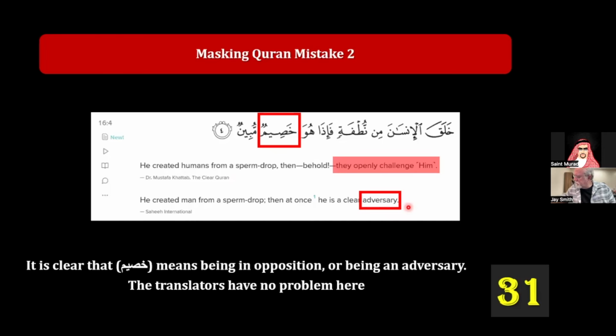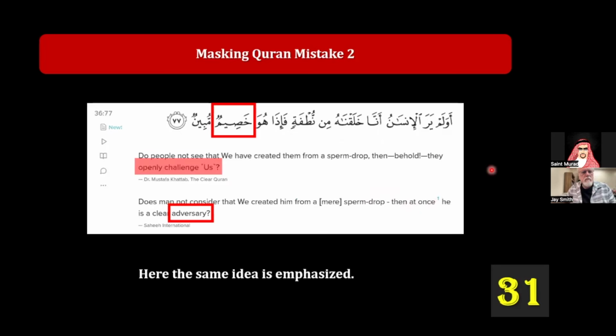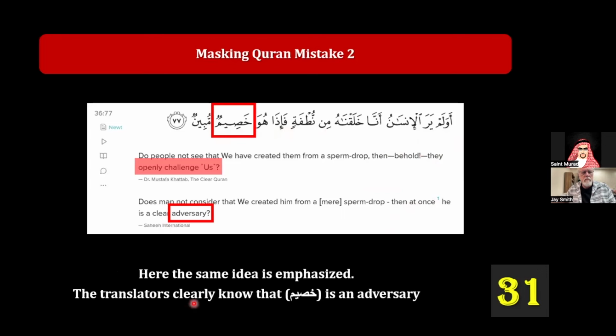The translators have no problem here. We are just establishing this first. I just want people to know that the translators know that Haseem means being in opposition or an adversary. Now, here again, the same idea is emphasized. Same words, not verbatim, and it says, فَإِذَا هُوَ خَصِيمٌ مُبِينٌ. The translators clearly know that Haseem is an adversary. It's someone in opposition. It's not a friend.